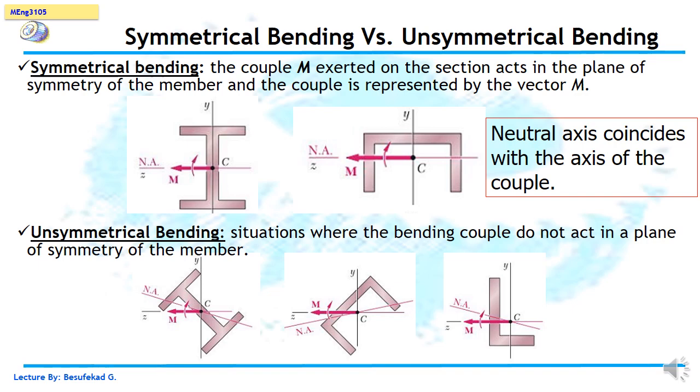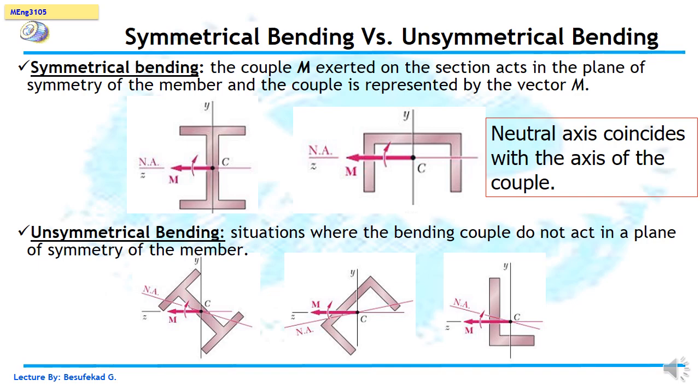So look at them. M is the couple vector. What is the xy axis? How are the axes shown on the screen? Well, the x axis is normal to the screen, right? The x axis is the axis which is normal to the screen. So look, the XY plane and XZ plane are what? Planes of symmetry. Now, because the couple is acting on the plane of symmetry, the bending is called symmetrical.